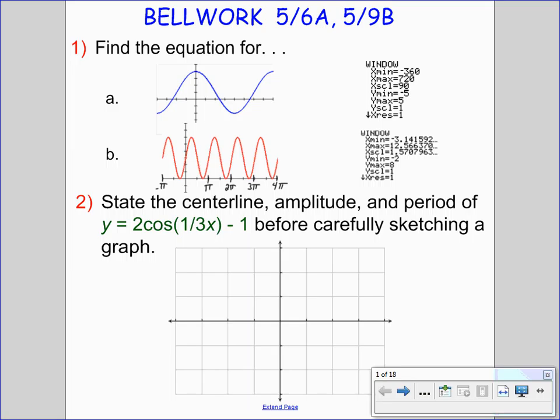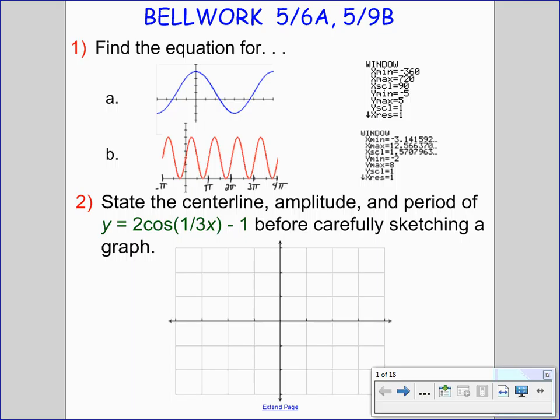We're going to continue with our transformations of the sine and cosine functions. Today we're going to start with an equation and construct a graph. And we're also going to start with a graph and work backwards and construct the equation, just like your transform sine and cosine curves practice packet that you'll be turning in a little bit.